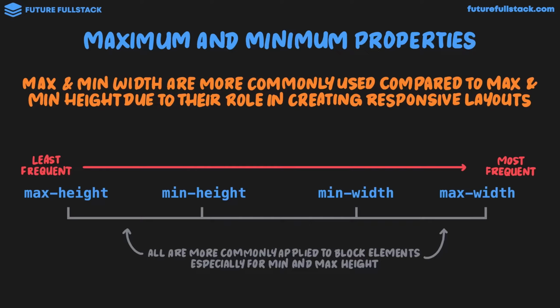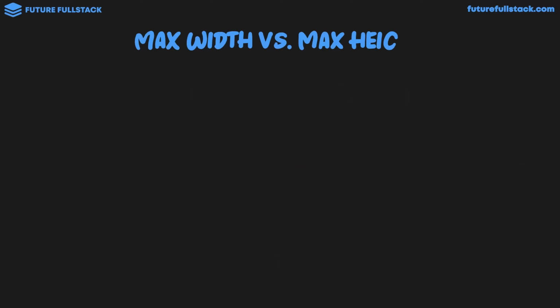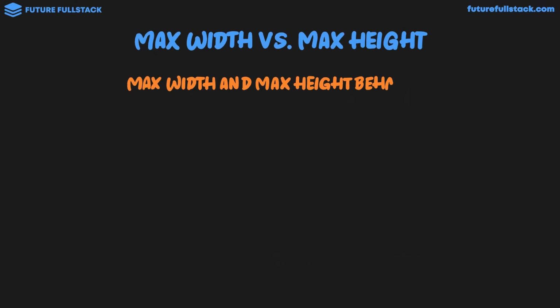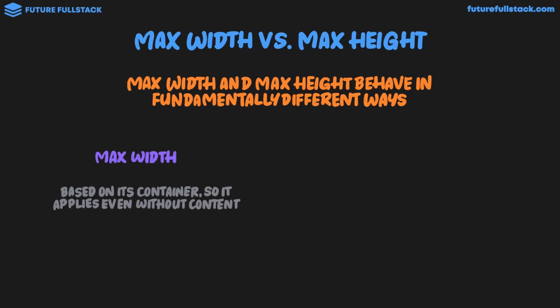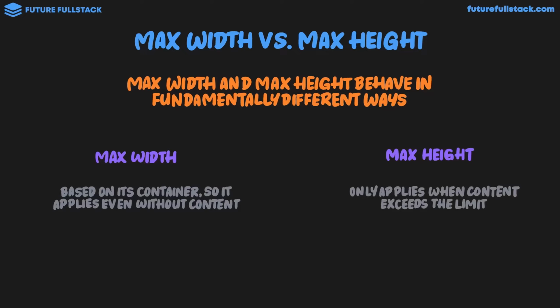Now, before we start talking about max height in detail, I need to flag the big difference between max width and max height. Max width and max height behave in fundamentally different ways. For max width, it's based on its container, so it applies even without content. In a previous chapter, inside VS Code, we created a div and applied the max width property, and we saw that when we reduced the width of the browser, the width of the div also reduced. This wouldn't work for max height. It's because max height only applies when content exceeds the limit. So let's jump into VS Code and I'll show you what I mean.